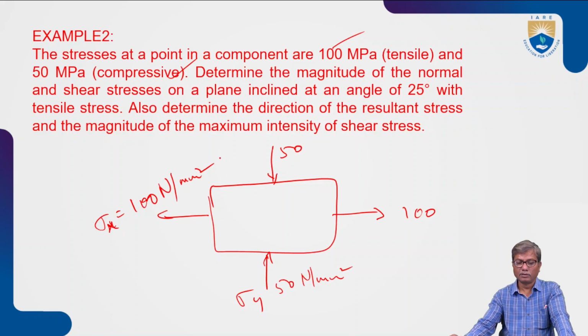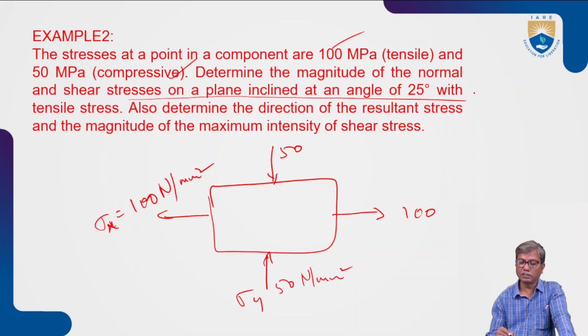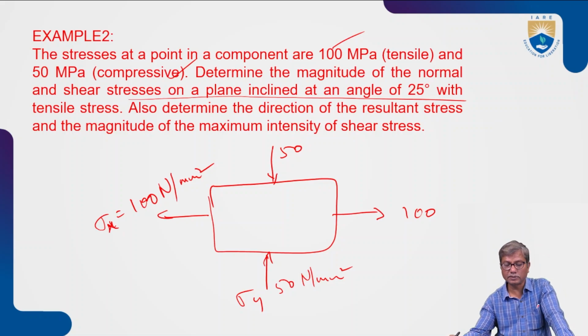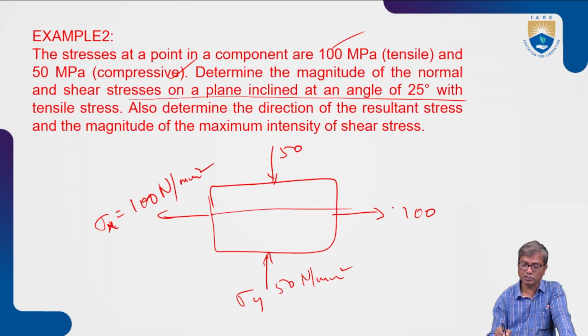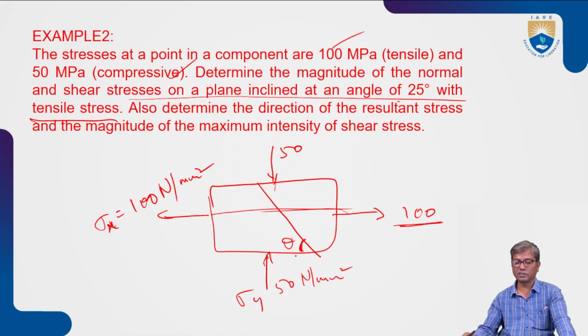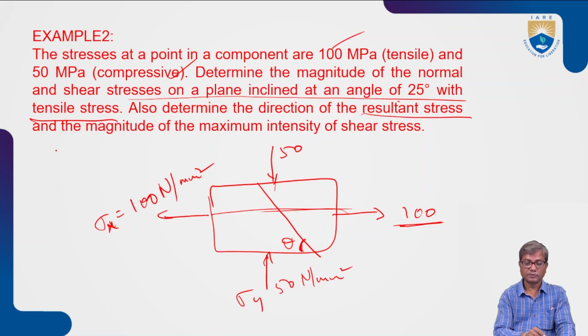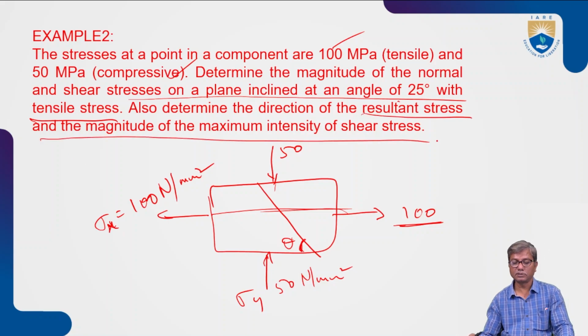Okay. So, determine the magnitude of normal and shear stresses on a plane inclined at an angle 25 degrees with tensile stress. So here 25 degrees theta with tensile stress. That is important. That means with 100 Newton per mm square, the angle of inclination is 25. Theta is 25. Also determine the direction of resultant and the magnitude of maximum shear stress.